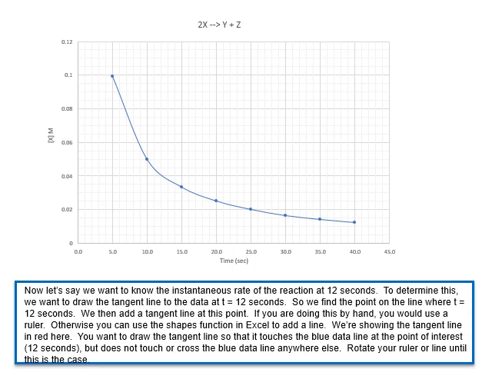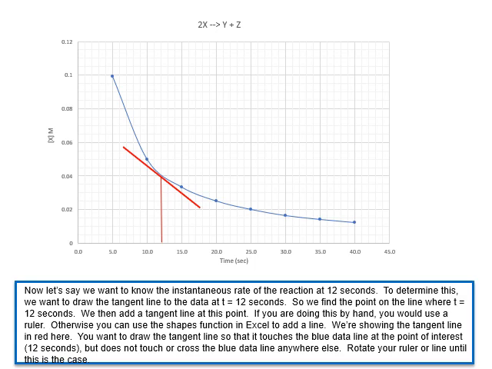Now let's say we want to know the instantaneous rate of the reaction at 12 seconds. To determine this, we want to draw the tangent line to the data at t equals 12 seconds. So we find the point on the line where t equals 12 seconds. We then add a tangent line at this point. If you're doing this by hand, you would use a ruler. Otherwise, you can use the shapes function in Excel to add a line. We're showing the tangent line in red here.